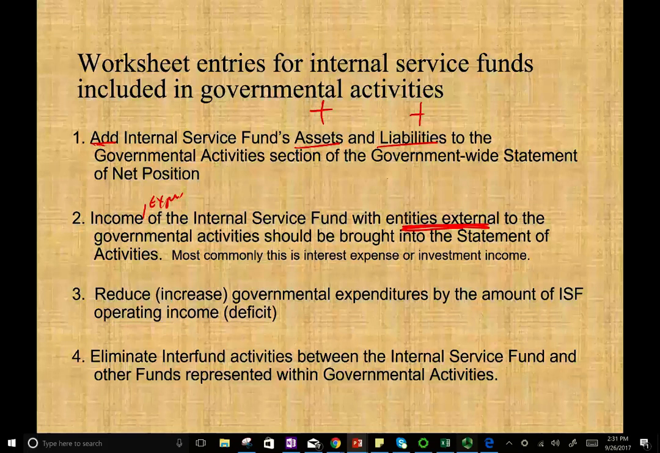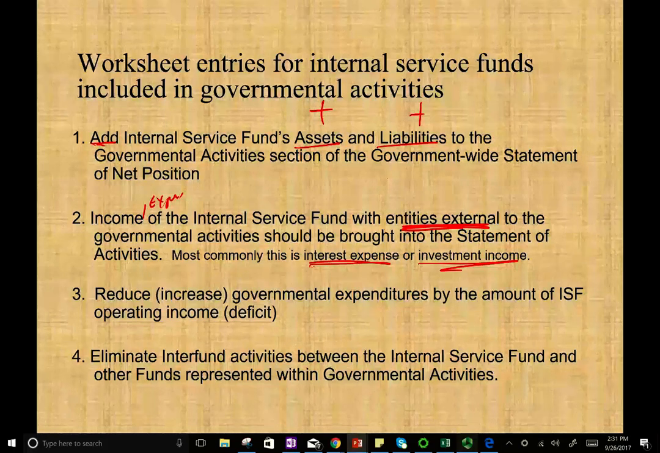Simply put, if the Internal Service Fund had any activities with outside parties, that's not the norm. They don't deal with outside parties. But what type of income or expense could they have? They could have interest expense, or they might have investment income. So those are 2 typical income or expense items that they could have with an outside party. If they do have those, then we have to include those in the statement of activities of the government-wide financial statement.